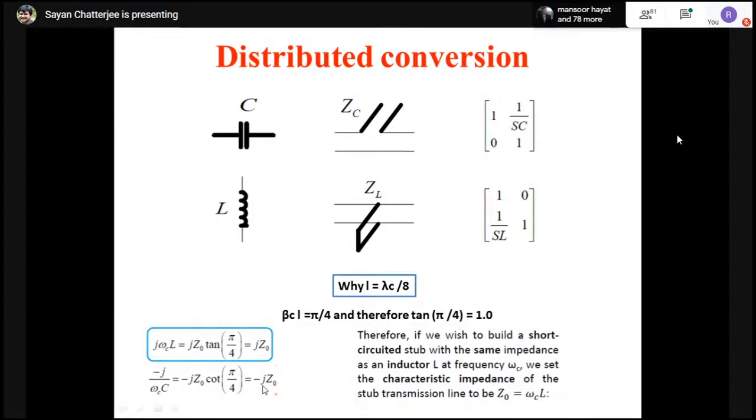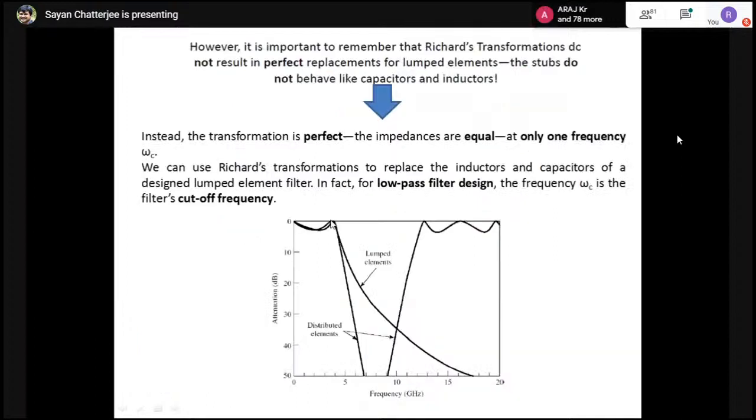So ultimately the first level of distributions is over. That means now you have, using the Richards transformation, converted your lumped component to the distributed component. But there are certain problems. See, we know the filter characteristics will look like this. It will start from zero. Maybe if it is a Chebyshev one, then it rises, then it falls ideally.